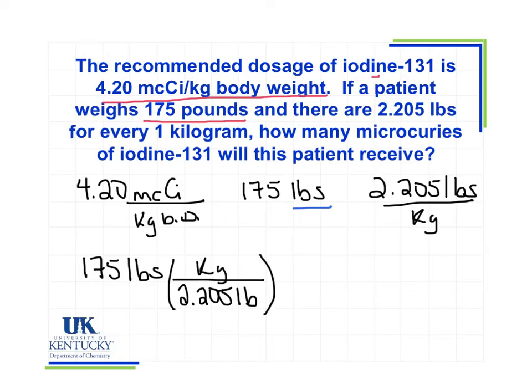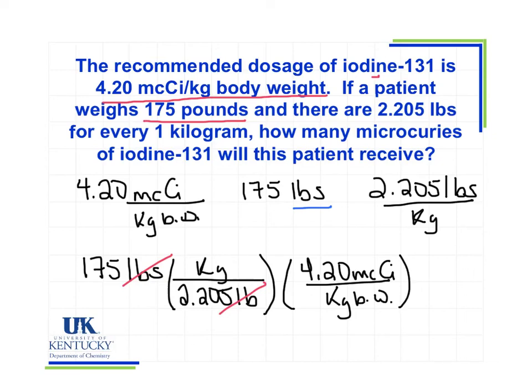So now at this point, my pounds have canceled with pounds. Now I have kilograms, and remember this will be kilograms of body weight for us. And then I use my conversion factor for my dosing information, 4.20 microcuries per kilogram of body weight. And now my units of kilograms cancel with kilograms. The units I'm left with are microcuries, which is exactly what the problem is asking for.